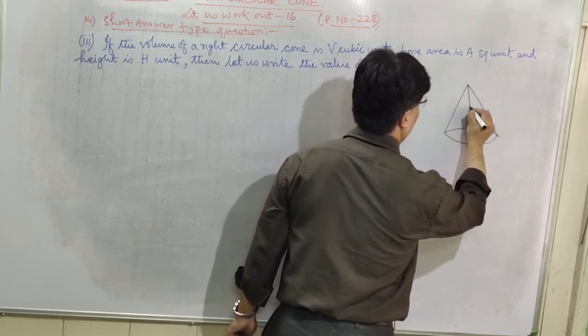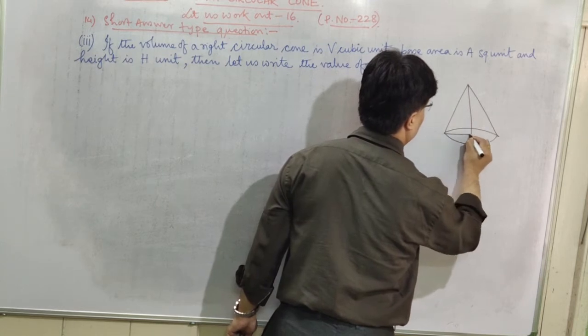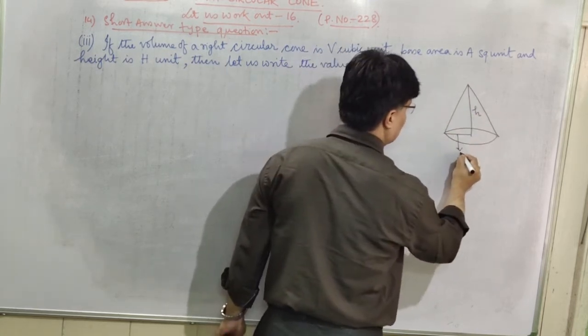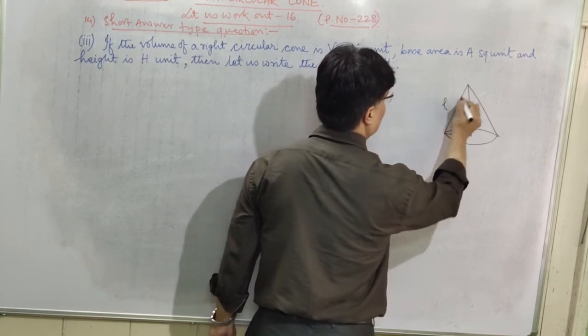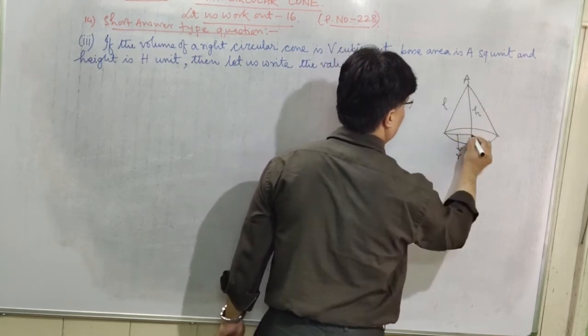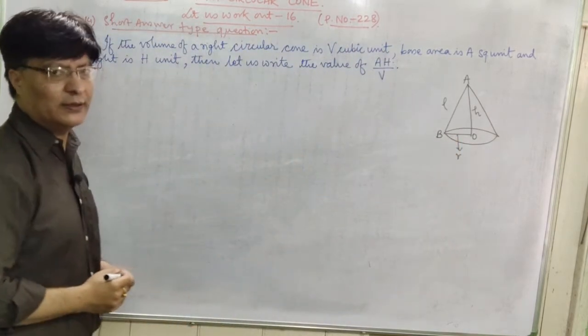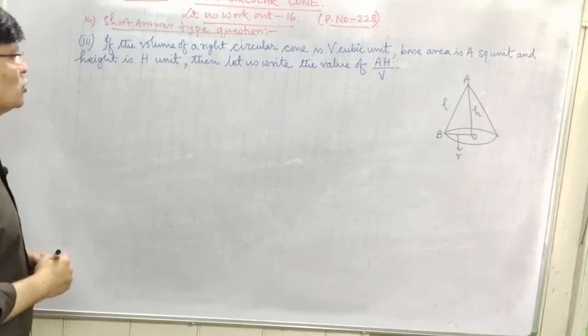So this is the cone. You know that this is the height of the cone, the vertical height. This is the radius of the base of the cone, and this is the slant height. Suppose this is AOB. Okay? So let us draw the figure, and let us do the solution out here.